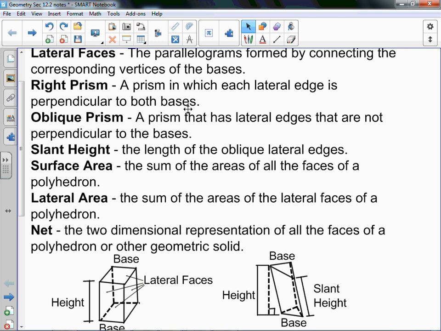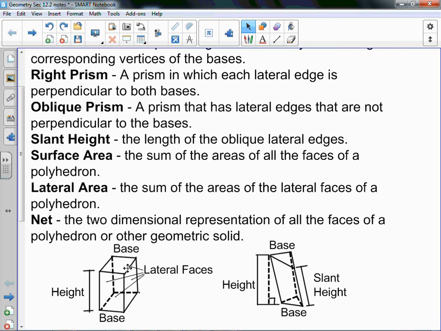A right prism is going to be a prism in which each lateral edge is perpendicular to both bases. So it's perfectly perpendicular up and down here. An oblique prism is going to be a prism that has lateral edges that are not perpendicular to the base. So it'll be a prism that looks more like this, where it's kind of leaning to the side. Right? So it's not going straight up and down from one base up to the other base.